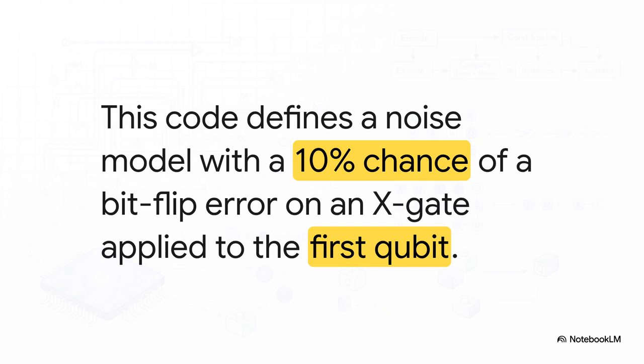Now here's how we can simulate that hardware flaw. We make a noise model. Then we define a bit flip channel and give it a probability of 0.10, which just means there's a 10% chance of an error. Now, the really crucial part is that we tell the model to apply this noise only to the X gate and only when it's acting on our first qubit, qubit 0. This lets us simulate a really specific, targeted imperfection.